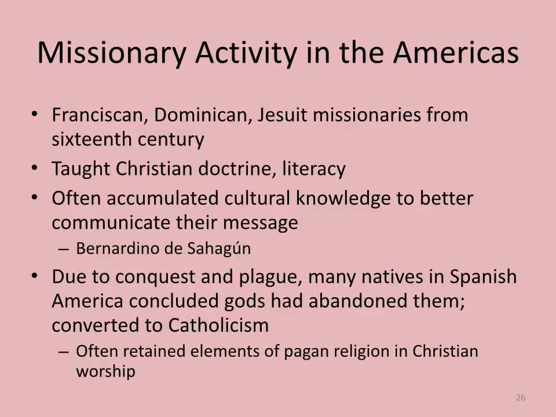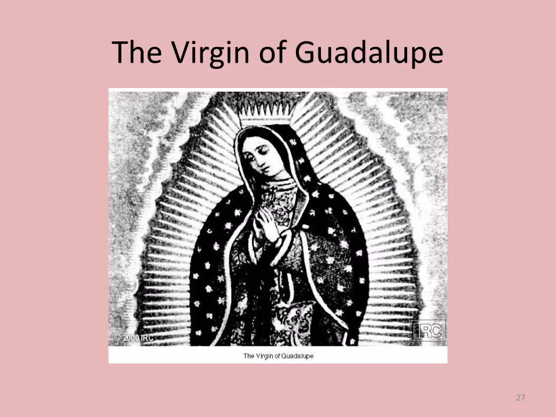Due to conquest and plague, many of the natives in Spanish America concluded the gods had abandoned them and converted to Catholicism. So they truly believed, especially the Aztecs, that their Aztec gods rejected them. And because the gods rejected them and didn't protect them, the only god possibly left is the Europeans' god. Now, one of the most famous symbols from the Spanish Christians and then local converts is the Virgin of Guadalupe. If you've ever been to Mexico, the Spanish influence of Christianity there is very unique, very gaudy, very playful with the idea of Jesus and Mary and all these different components. And the Virgin of Guadalupe is a perfect example of that.